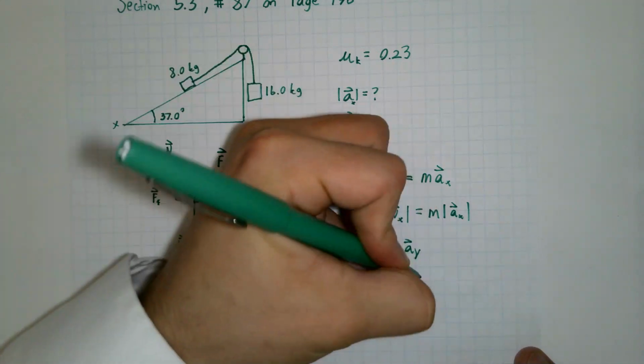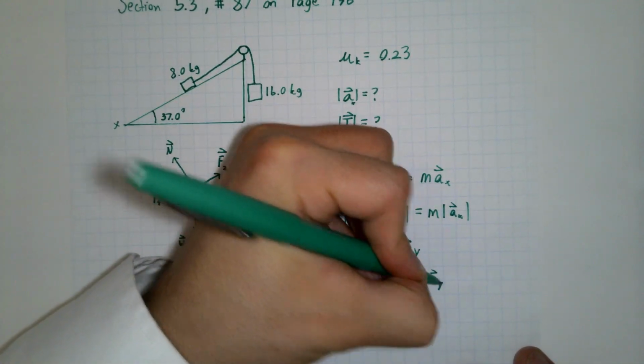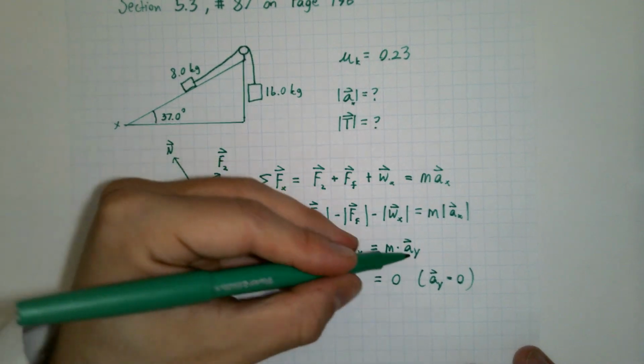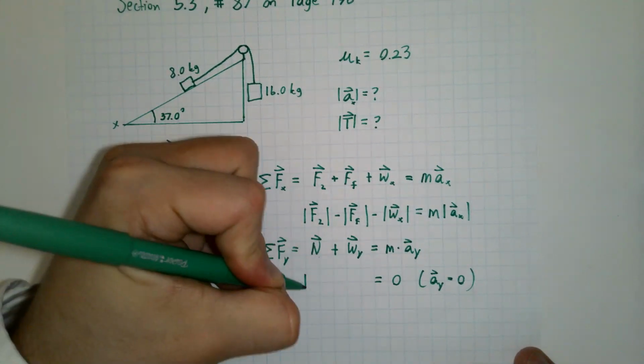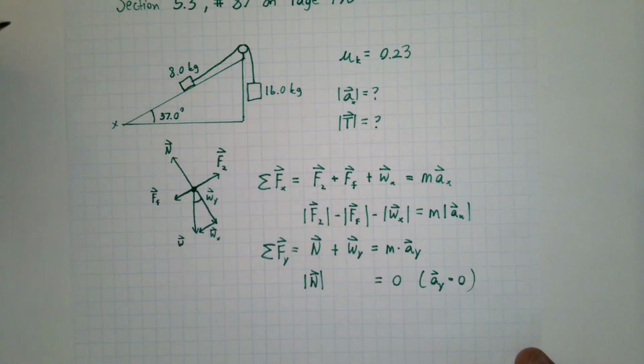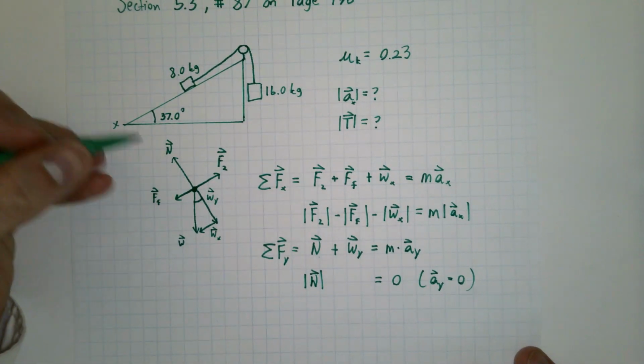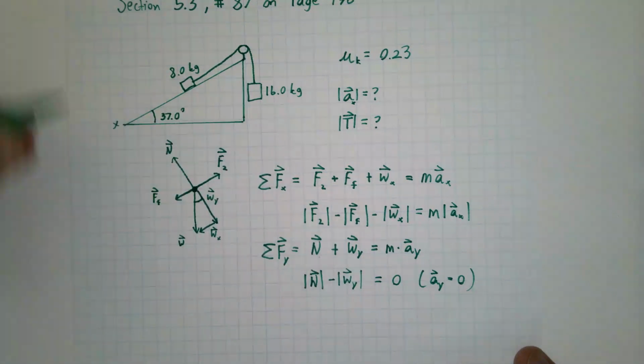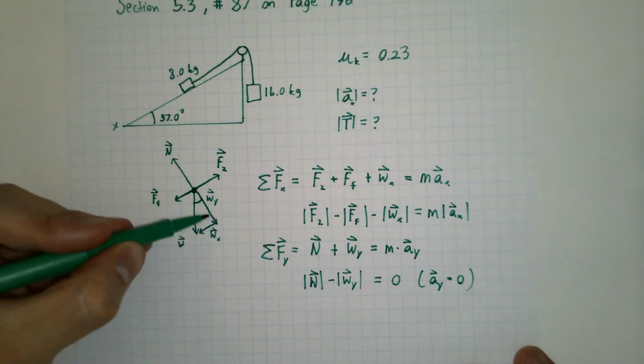The sum of these forces is equal to 0 because there is no acceleration in the y dimension. So 0 times mass gives us 0. The normal force is in the positive direction of y. The y component of the weight is in the negative direction.